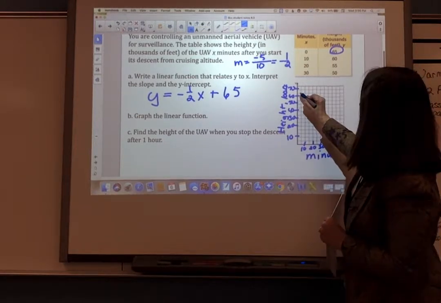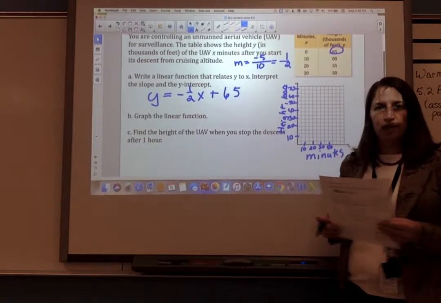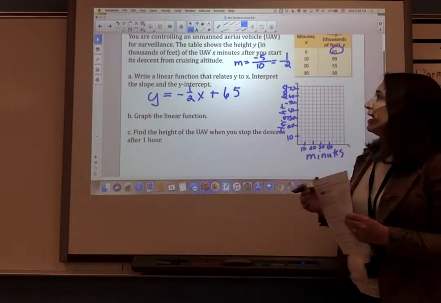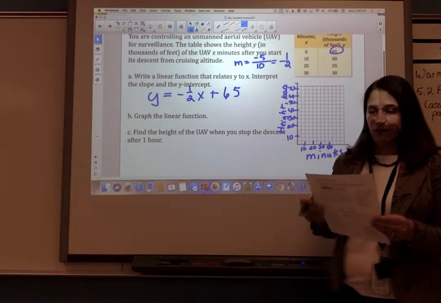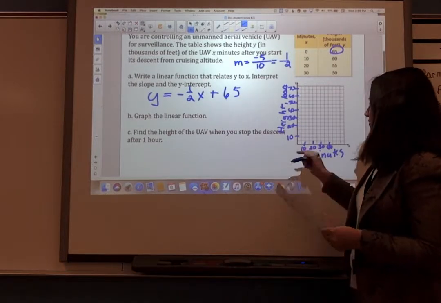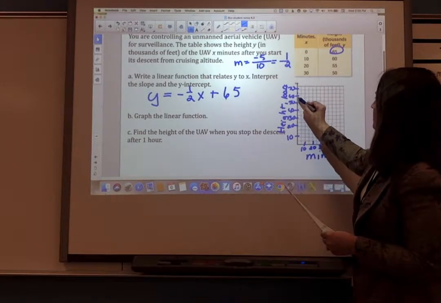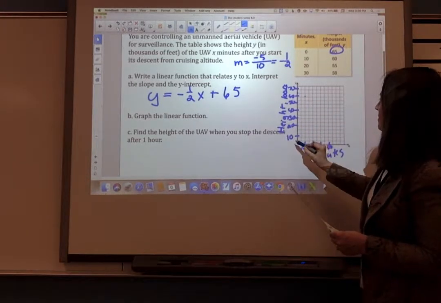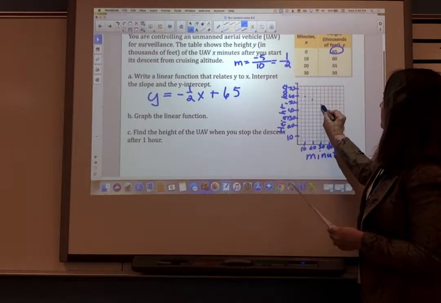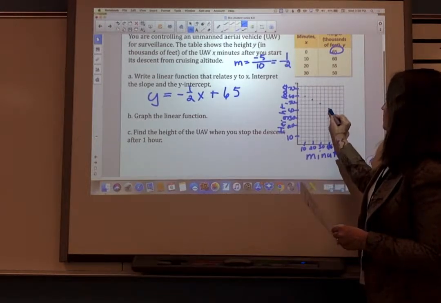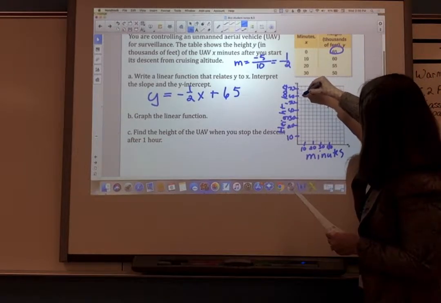Okay, so we know that we start at 65,000 feet. So we're right up here to start with. And then every minute, we're decreasing by half a thousand feet, so 500 feet every minute. That means that after 10 minutes, we're decreasing by 5,000 feet. So we'd be at 60,000 feet after 10 minutes. We'd be at 55,000 feet after 20 minutes. We'd be at 50,000 feet after 30 minutes, and so on. Okay, so this is going to be our line.